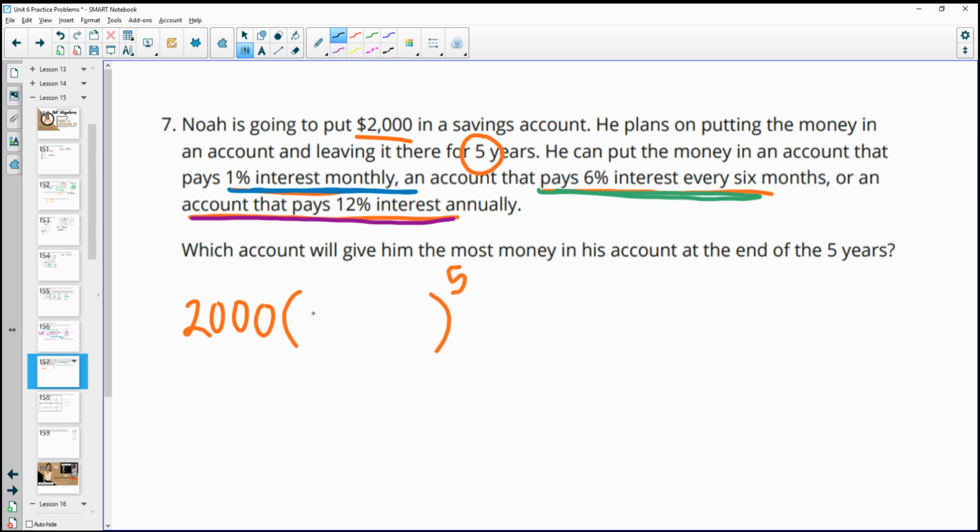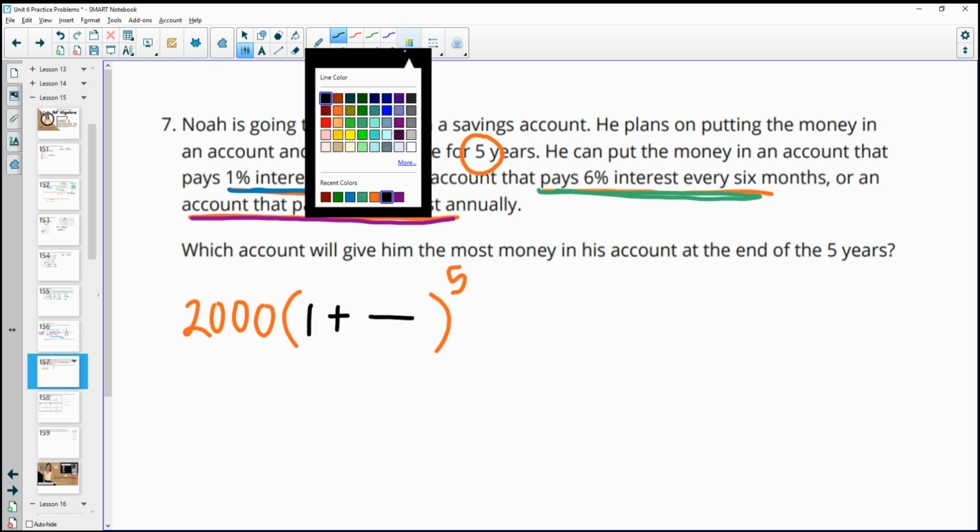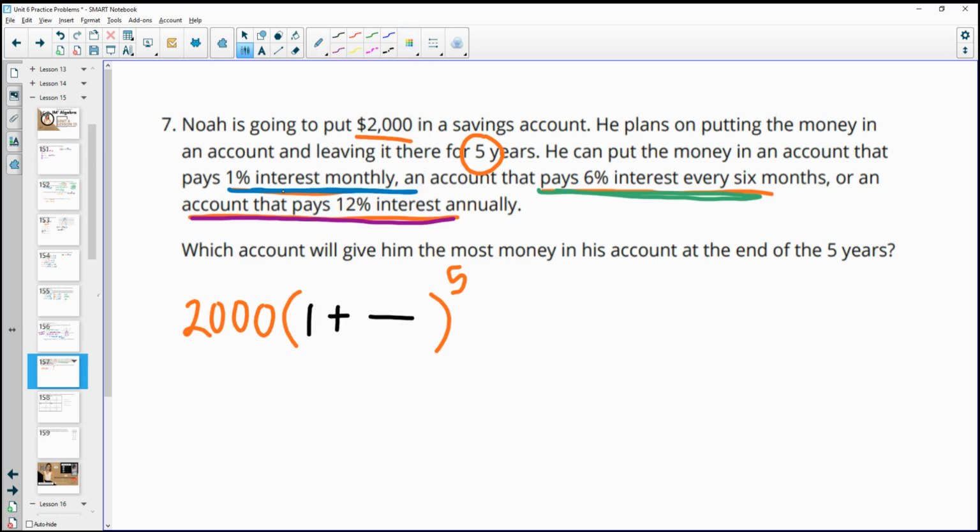And remember, this growth factor is going to be the interest rate as a decimal plus 1. Okay. Or we can think of it as writing 100% plus the interest rate. But in this case, we're going to want to do the 1 plus the interest rate divided by the number of times it's compounding, because it's changing. It's not just annual. So in this one, we have 1% monthly.